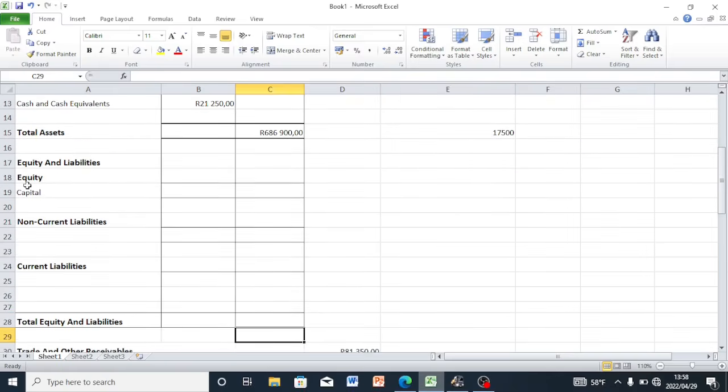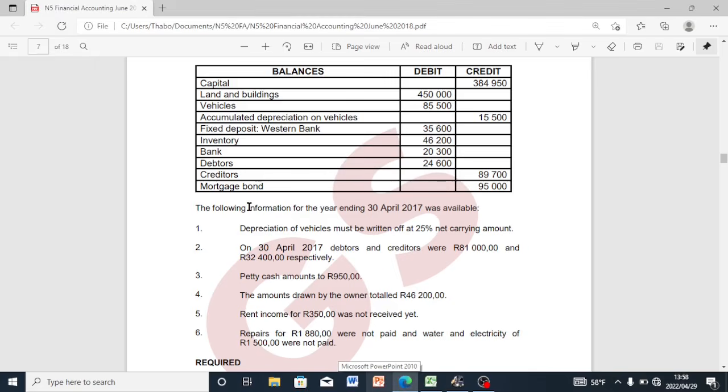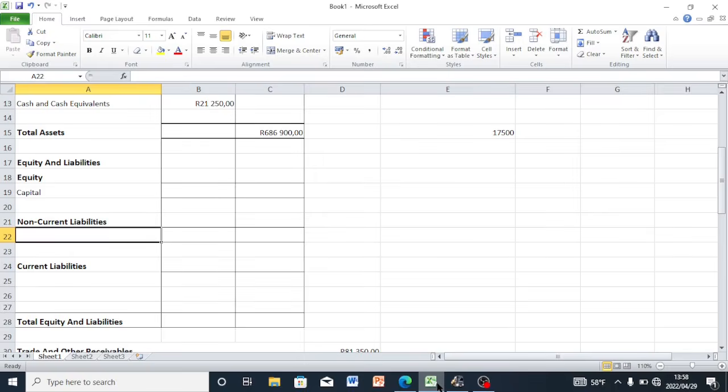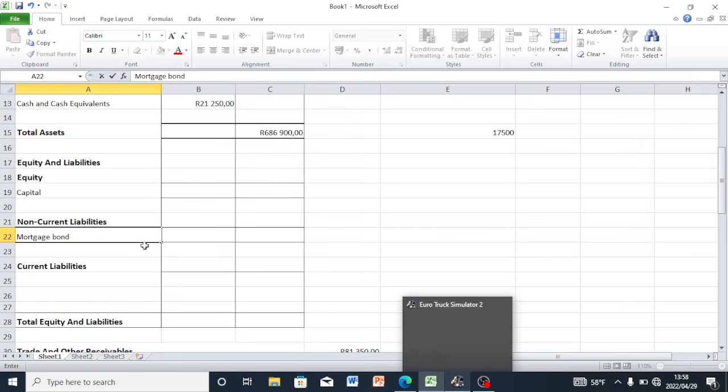So, equity and liabilities. Under our equity, we are going to skip this part and come back to it as we finish our balance sheet. As I've said before, this is going to be our balancing figure. So we are going to continue to our non-current liabilities. Non-current liabilities, we are looking at our loan or mortgage bond. This is going to be our 95,000 rands. We are going to see mortgage bond. It's 95,000 rands.